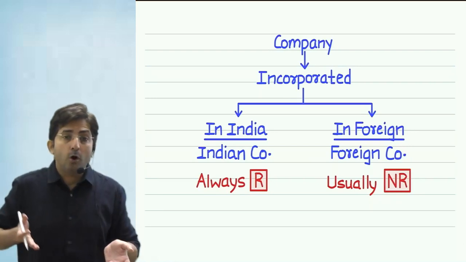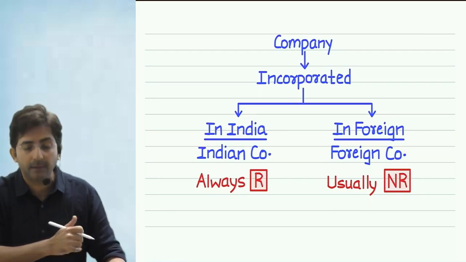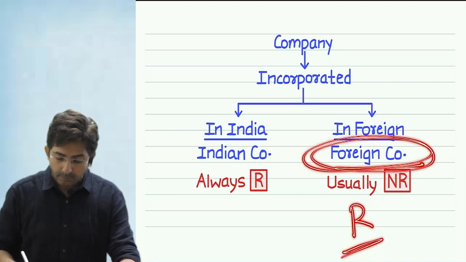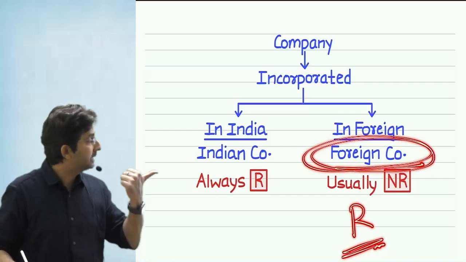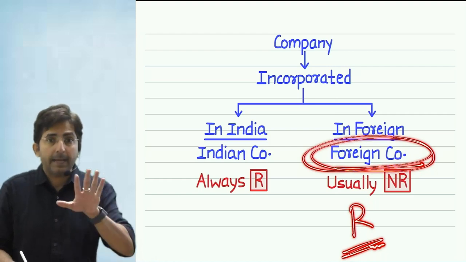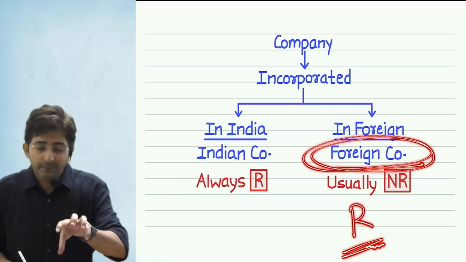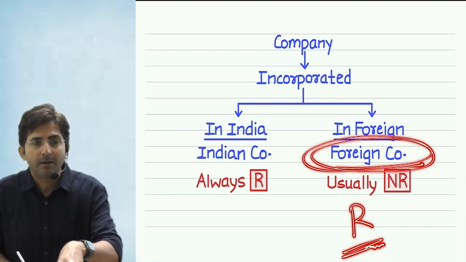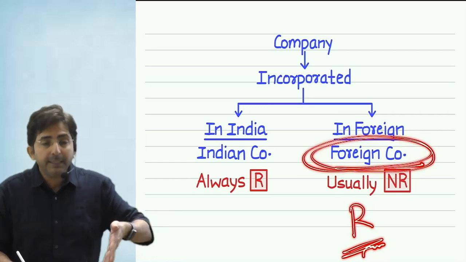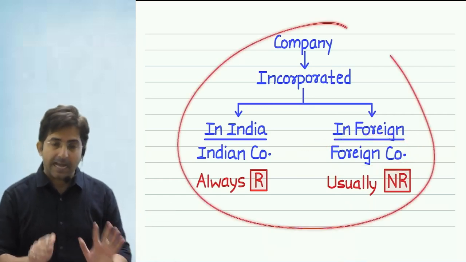What am I not explaining in detail right now? When a foreign company can become a resident, because my chart says usually they are non-resident, but they can become resident, right? But if I start discussing when they can become resident now, I will go off track. We will get distracted from the main theory which is going on. But this much knowledge is sufficient as of now.